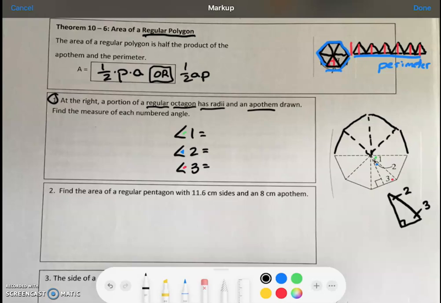So angle 1 there, which is near the center of that octagon, you got to realize to make a complete circle around any point, it's 360 degrees. Well, angle 1, you just divide by 8, since there are 8 angles here that are all the same. And I highlighted them in green there. So 360 divided by 8 is 45 degrees.